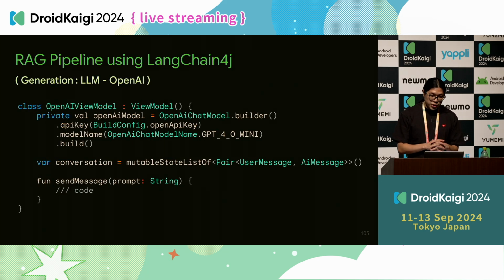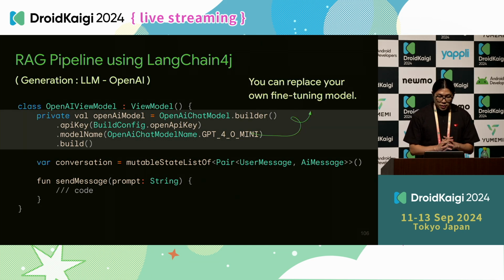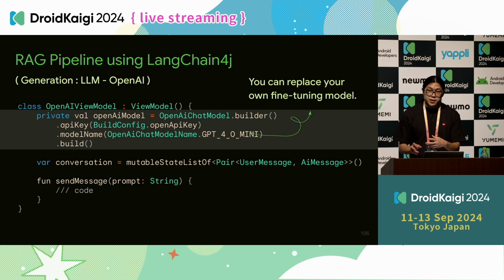Next is the generation step, where we can easily call the API using LangChain4j. You set it up and call the OpenAI GPT-4o mini model, and these are defined in an enum class called OpenAI chat model name.